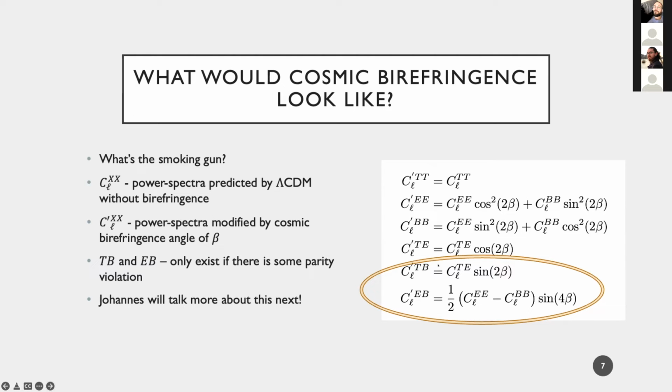So in a world where there's no cosmic birefringence, we don't expect any correlations between the TB and the EB. So the E and the B should not be correlated, neither should the intensity or T modes and the B modes. Johannes is going to talk more about the harmonic space, but you just need this as background to understand what we're going to be doing in the map space.